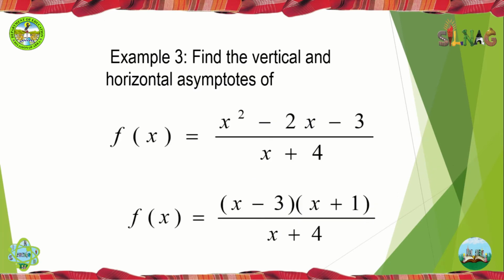So let us have our example number 3. Find the vertical and horizontal asymptotes of f of x is equal to x squared minus 2x minus 3 all over x plus 4. So first step, we have to factor the numerator and the denominator of the right side. So the factors of x squared minus 2x minus 3 are the quantity of x minus 3 and the quantity of x plus 1. Then you just copy the denominator because it is a prime polynomial.